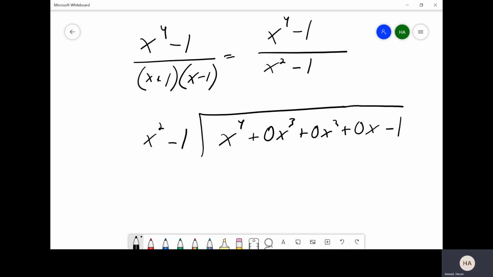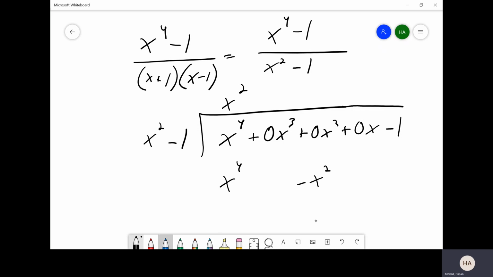So we ask ourselves, what do I need to multiply x squared by to give me x to the fourth? In this case, we need to multiply by x squared. We take our x squared and multiply the entire divisor, x squared minus 1. So we get x to the fourth minus x squared, and we keep the minus x squared in the x squared column because we're subtracting it. You can, once again, feel free to have that 0x as the placeholder, and 0x times x squared is the same thing as 0x cubed.